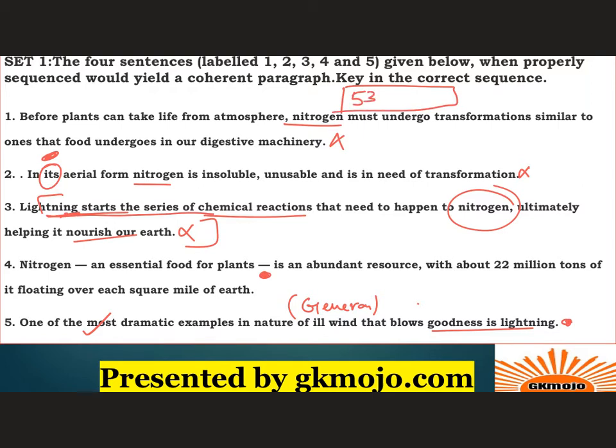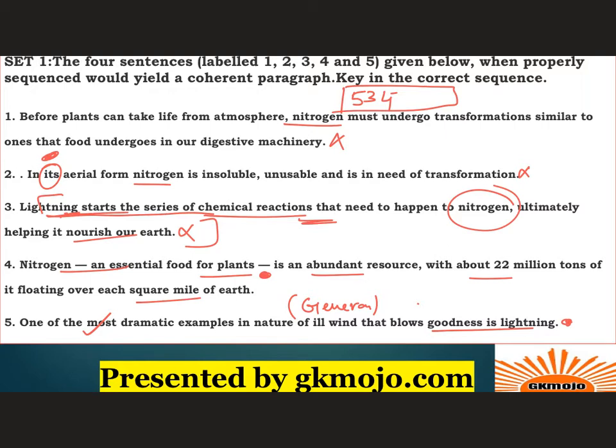So 5 and 3 form a mandatory pair and this will come first. Alright, of the given sentences, 5 is the best opening sentence. Right? Why? Because 5 calls lightning an example of ill wind that blows goodness. 3 explains why so. Right? So 3 follows 5. Also, if you have a closer look, 3 mentions nitrogen and 4 states its importance. Right? 4 is giving a very specific importance of nitrogen, whereas it has been mentioned in statement number 3. So 4 should come after 3, right?